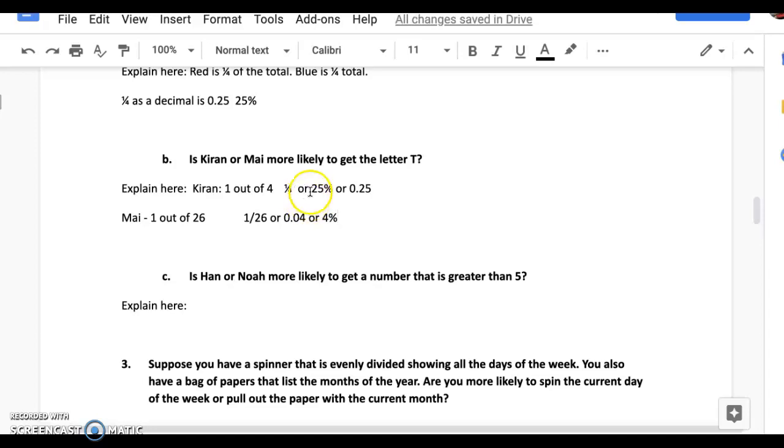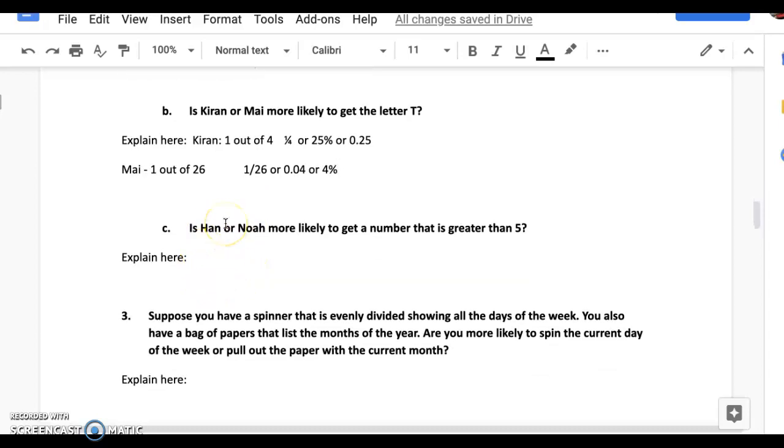And so which person has a better chance to get a T? Well, it's going to be Karen. Karen has a 25% chance to get a letter T, and May only has a 4% chance to get a letter T. So on the last one, Han and Noah, remember Han had the cube, so that was 1A, that would be answered above. And Noah was the card, a stack of cards of numbers 5 through 20.